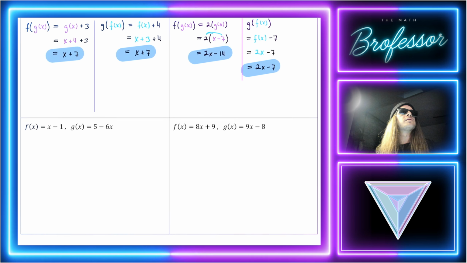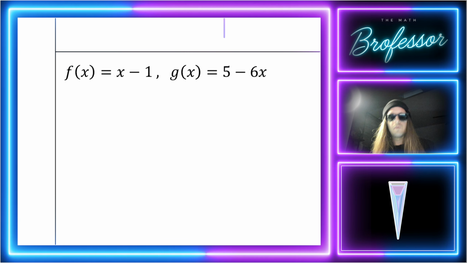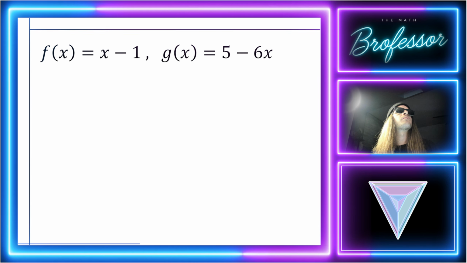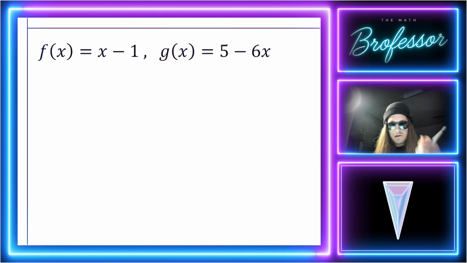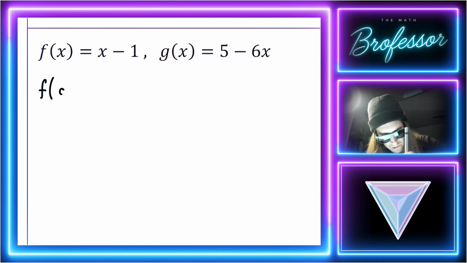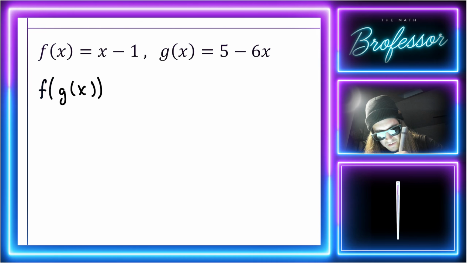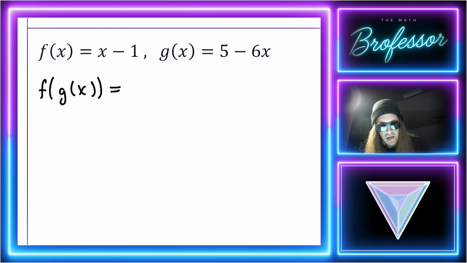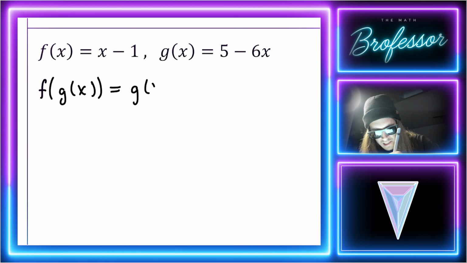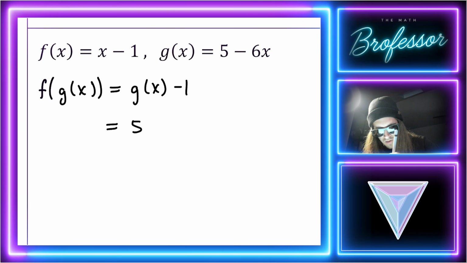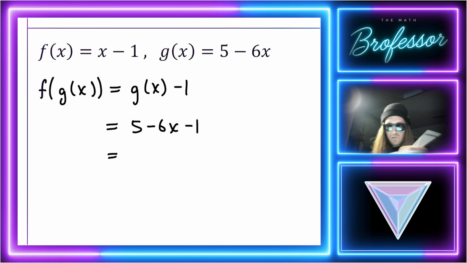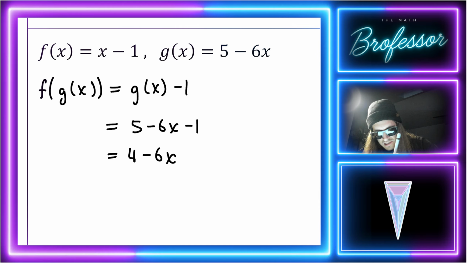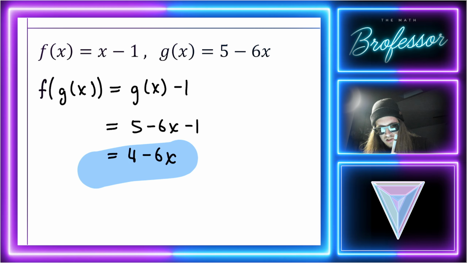All right, and let's go to this one now. All right, I'm going to skip out on color coding just to speed things up here, but f of g of x would be, I copied down f, but I replaced x with a g of x minus 1. What is g of x? It is 5 minus 6x minus 1, and then 5 minus 1 is 4, so I can leave this as 4 minus 6x, just like that.